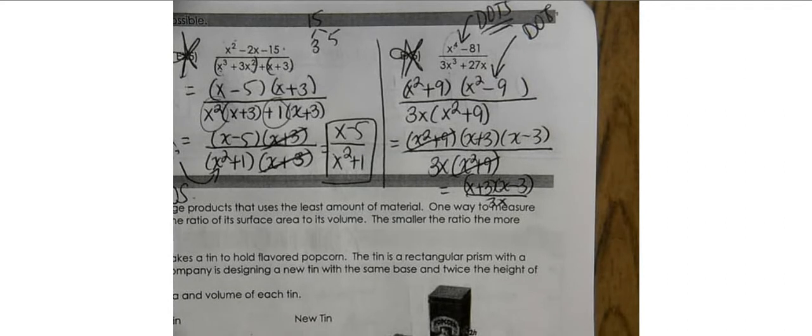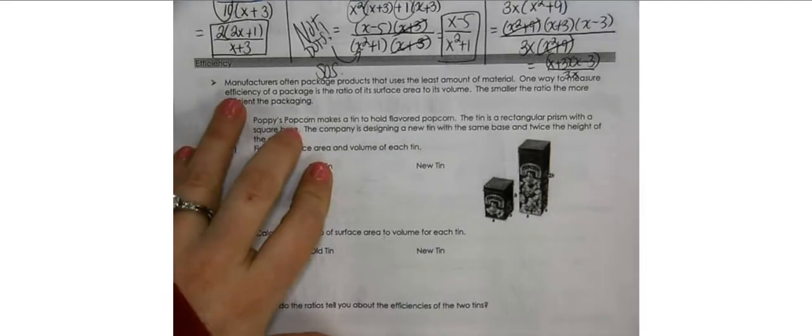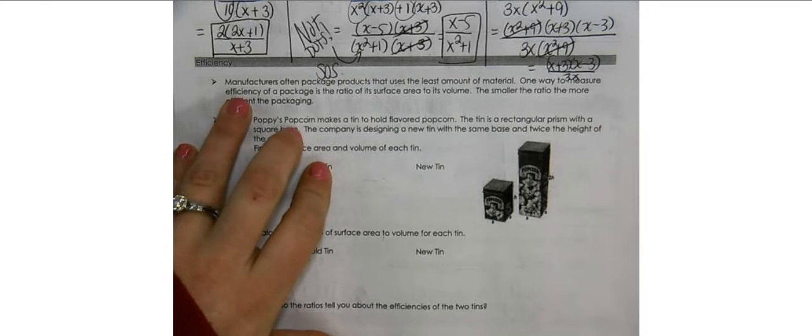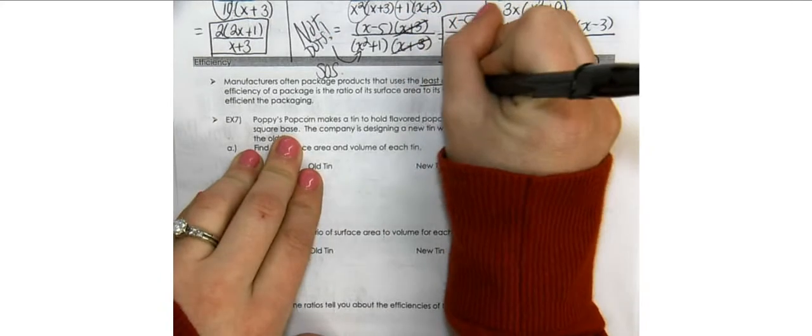We have one more problem and then we are finished for today. And this problem kind of travels back down memory lane of geometry. So those of you who have been missing geometry, welcome back to it for a slight moment. Problem goes like this. Manufacturers often package products that use the least amount of material. So we want the least amount of material.